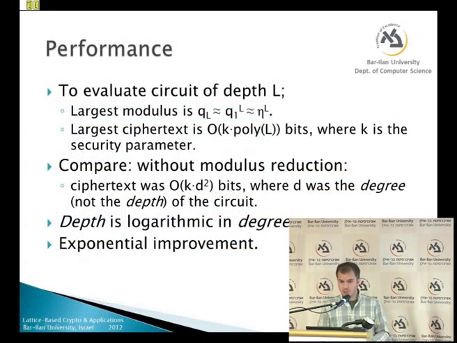All right, so let's explore that and hash out the asymptotics of the performance. If you want to evaluate depth L, your largest modulus is the fresh noise level to the Lth power. Since that's your largest modulus, Q sub L is going to be the size of the coefficients in the largest ciphertext. It has dimension n, and n is polynomial in the security parameter. Really, it's the security parameter times something that's polynomial in L. So as L increases, it'll force us to also increase the lattice dimension a little bit for security purposes. But things will remain polynomial in L and just linear in the security parameter.